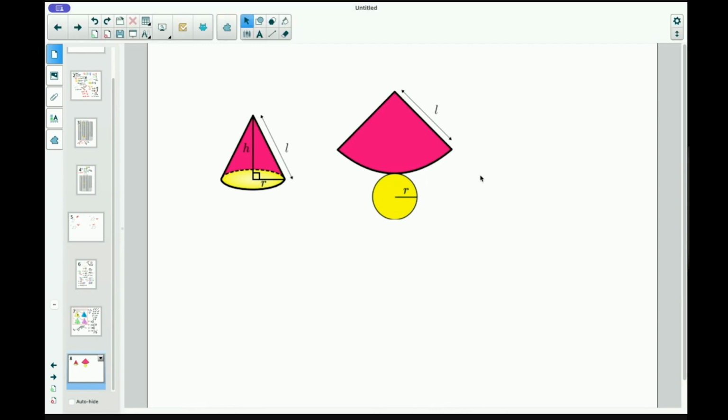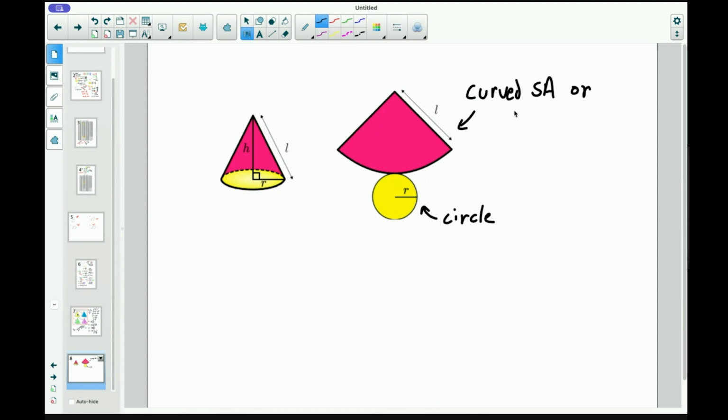So this is really just a circle on the bottom. So this is our circle, just a circle. And this is our curved surface area or lateral surface area for this cone.